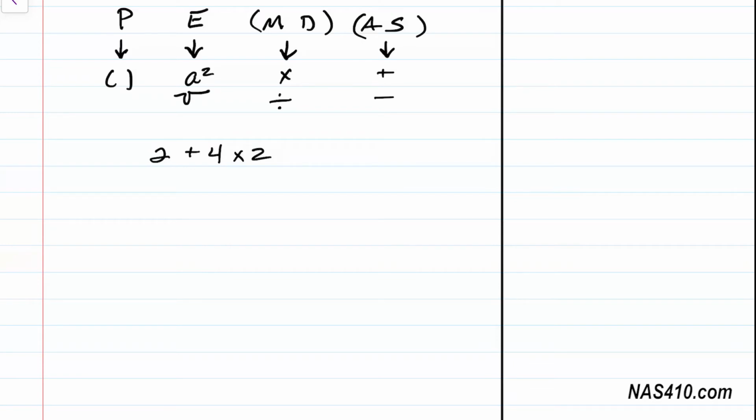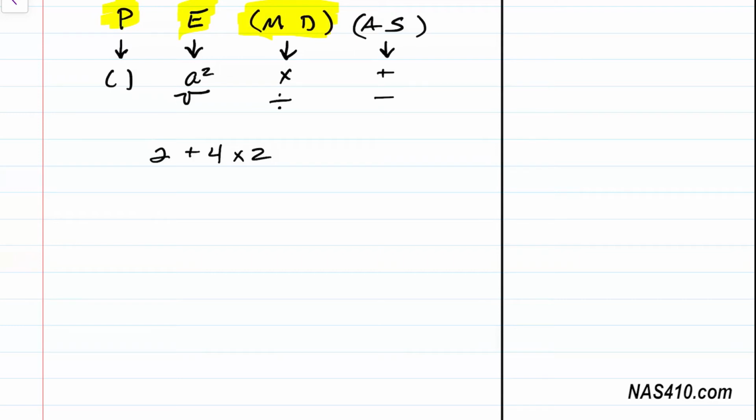And so in this first example, I have 2 plus 4 times 2. And so what I want to do with the order of operations is start with the parentheses. I have no parentheses. And so now I'm going to go to my exponents. I don't have any exponents. So now I'm going to do my multiplication and division from left to right.